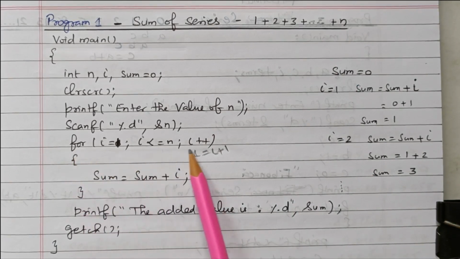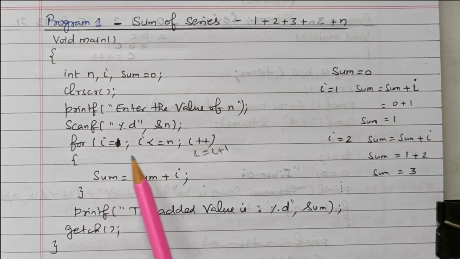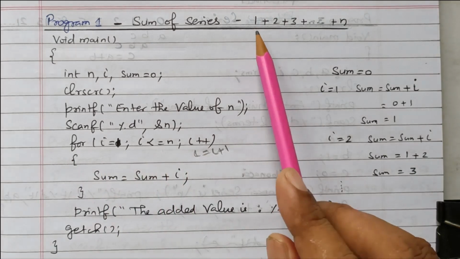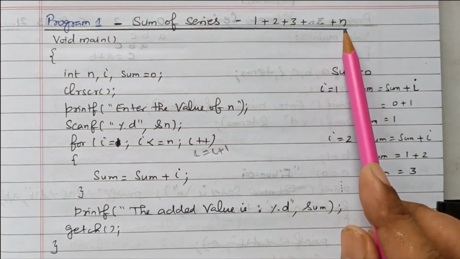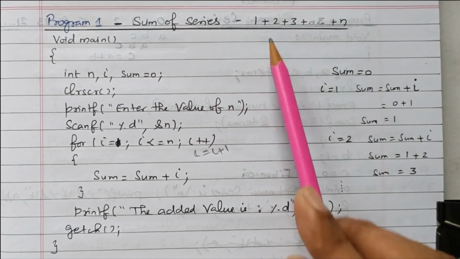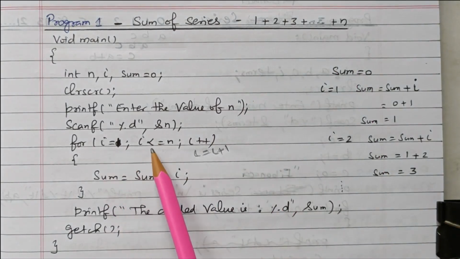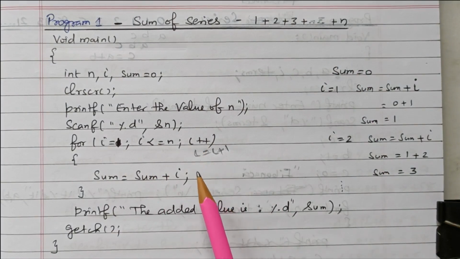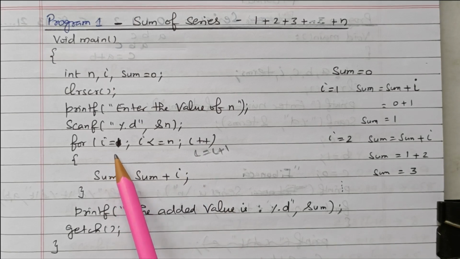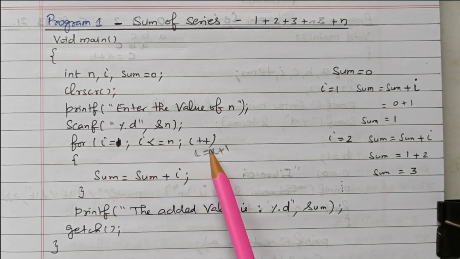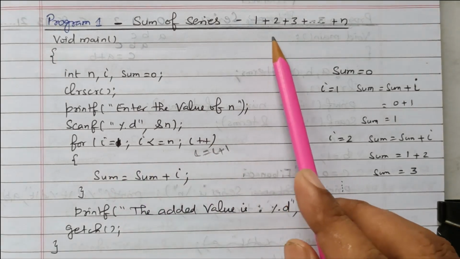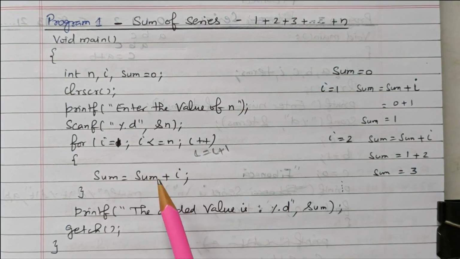So we open the for loop: for i equal to 1, i less than or equal to n, i plus plus. 1 is the initial value, n is the maximum value, incremented by 1 by 1. So i equal to 1, i less than or equal to n, i equal to i plus 1, that is i plus plus. So this for loop will create the numbers starting from 1, 2, 3 up to n. Now we need to add these numbers. In order to get the answer, we need to add these numbers.